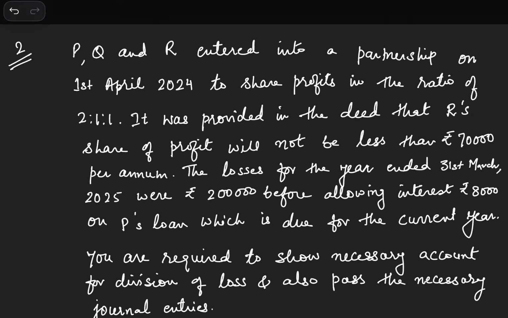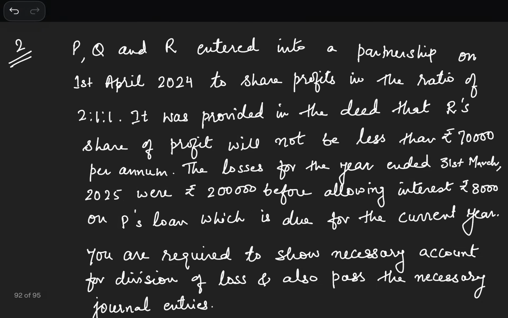So if you understand the question, partner R has been given a guarantee of rupees 70,000 profit, whereas the firm has incurred a loss of rupees 2 lakh before allowing interest. It means the interest on partner's loan is a charge against the profit, or if there are losses, then interest will further increase the loss. So these adjustments are to be done for the financial year beginning on 1st April 2024 and ending on 31st March 2025.